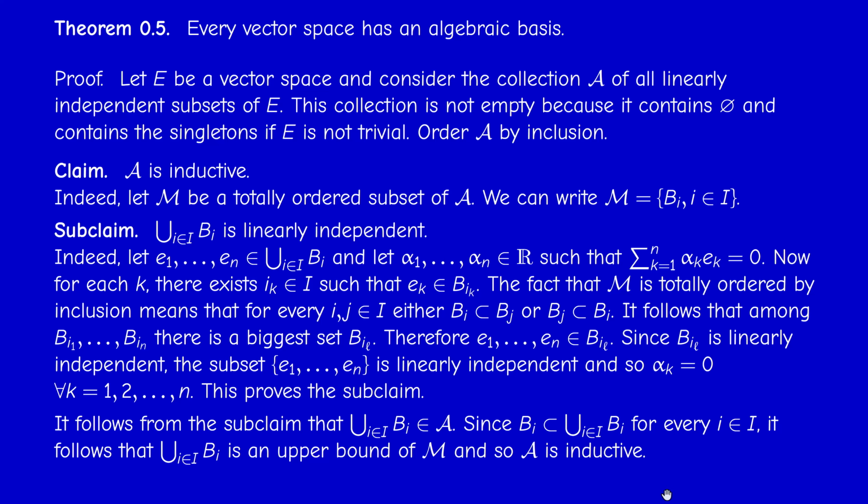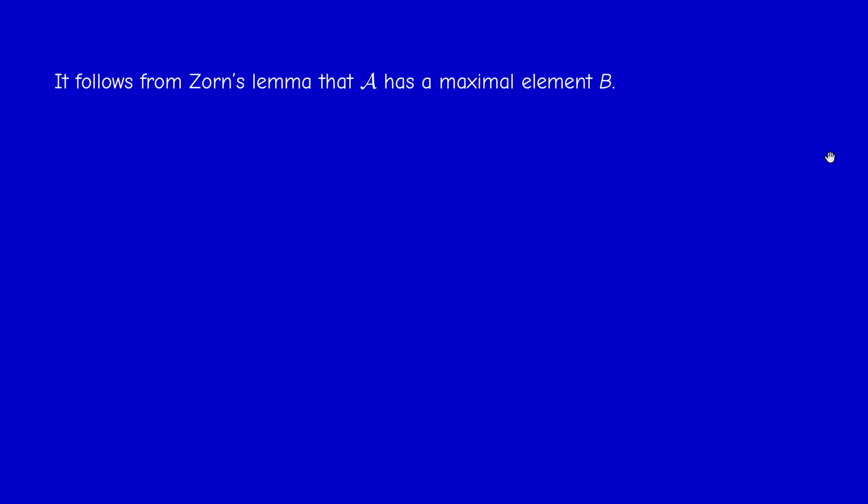And we are almost done because now for every i, the set B_i is contained in the union. Therefore, this element in A is an upper bound of M because any element of M is bounded from above by this union. And that's it. So this means that calligraphic A is inductive. And that's it. So now we are ready to apply Zorn's lemma. So that tells me that A has a maximal element, right? And I call it B.